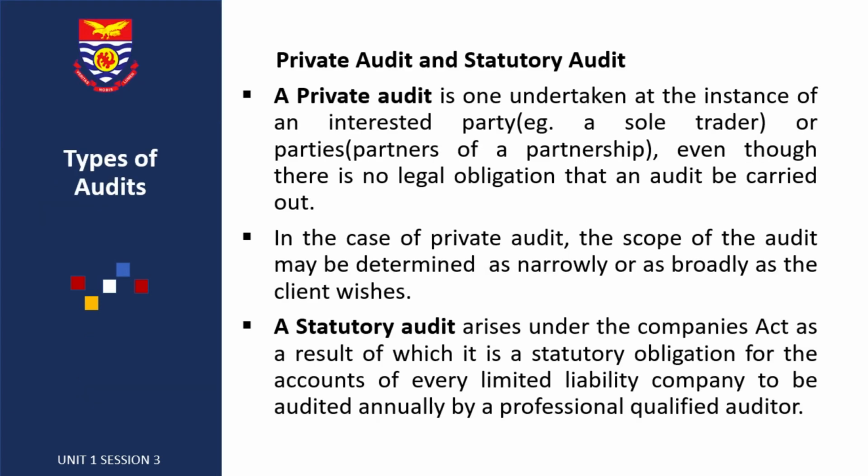Types of audit. We have private audit and statutory audit. A private audit is one undertaken at the instance of an interested party. For example, a sole trader or partners of a partnership, even though there is no legal obligation that an audit be carried out. There is no law compelling them to carry out an audit. In the case of a private audit, the scope of the audit may be determined as narrowly or as broadly as the client wishes. So it's at the wish of the client.